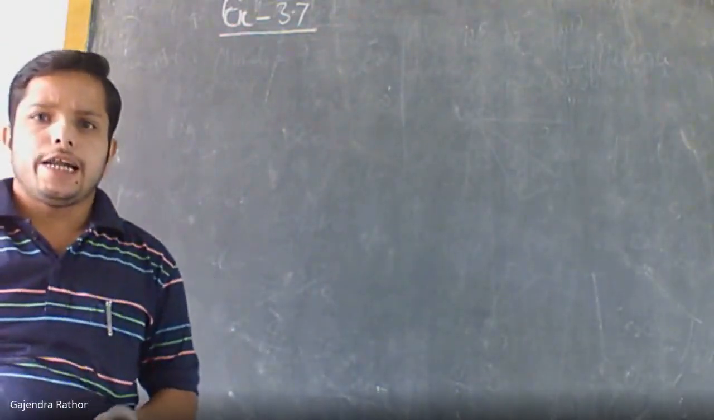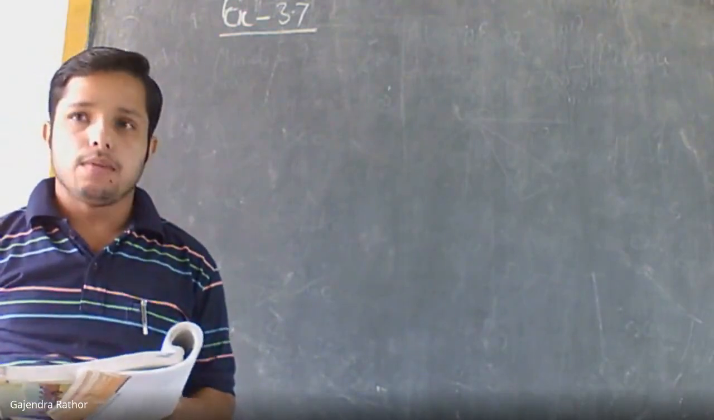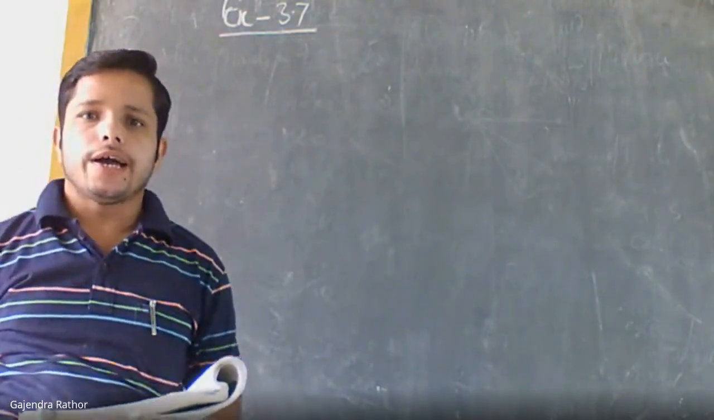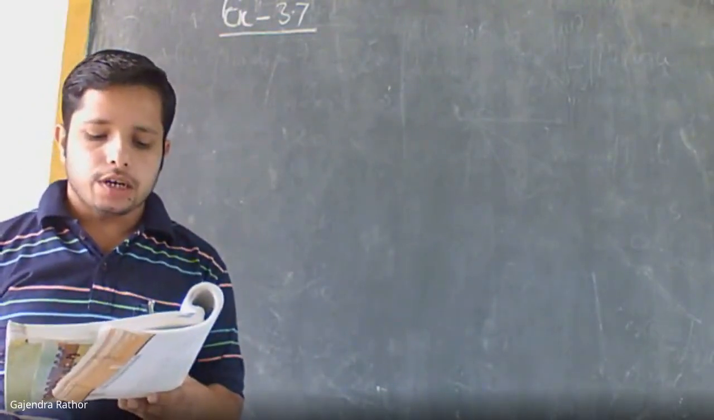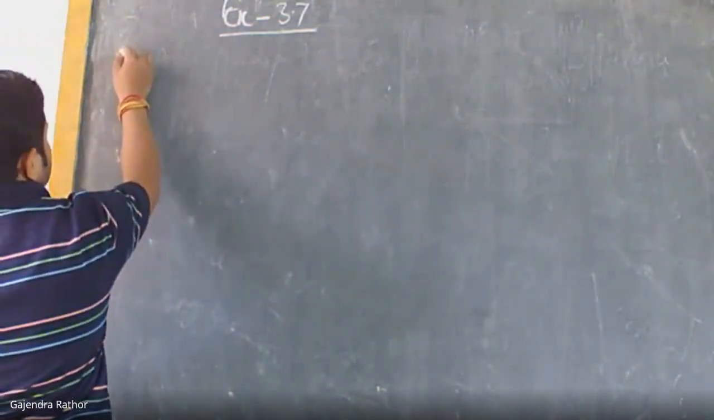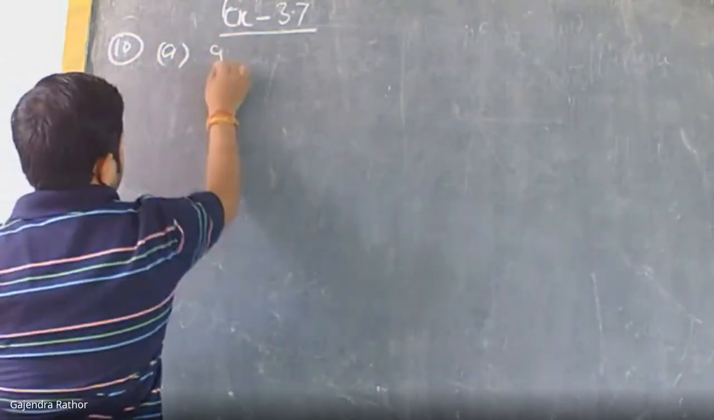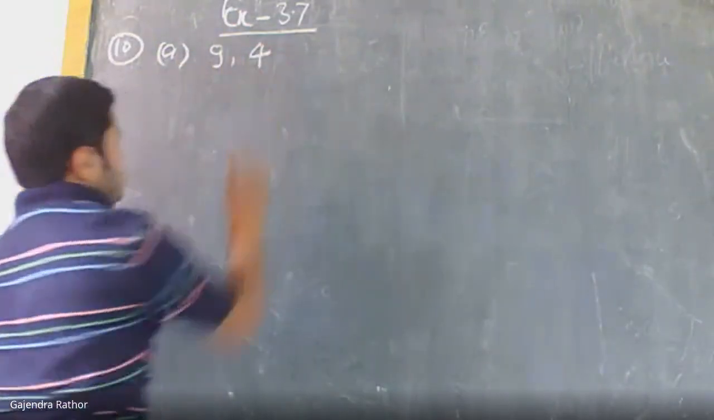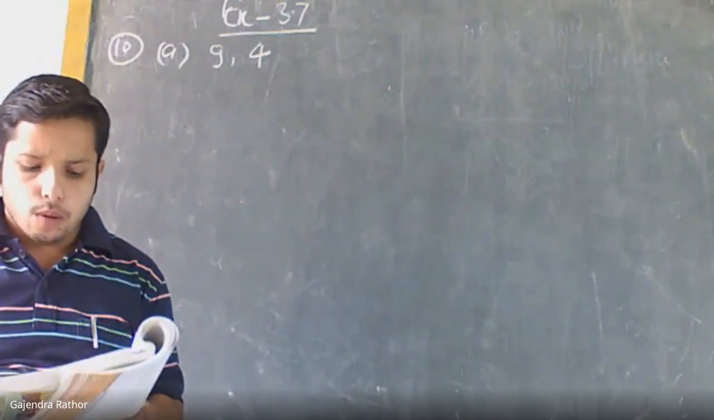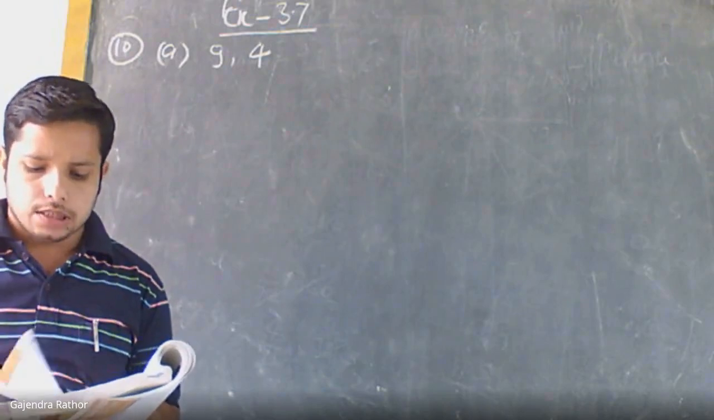The question number 10 is, find the LCM of the following numbers. Here two numbers are given and we have to find the LCM. The first point A, 9 and 4. And also after finding the LCM, observe a common property in the obtained LCMs.